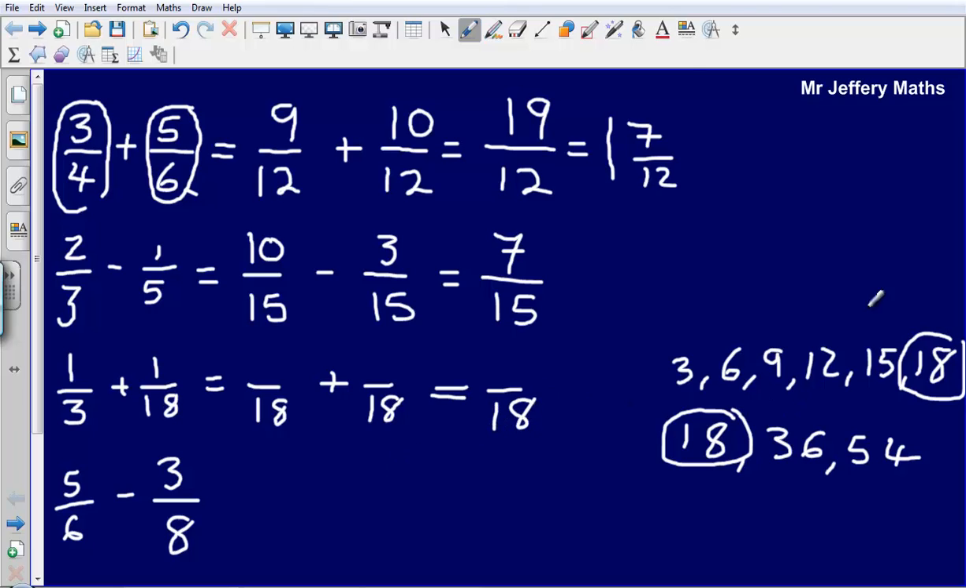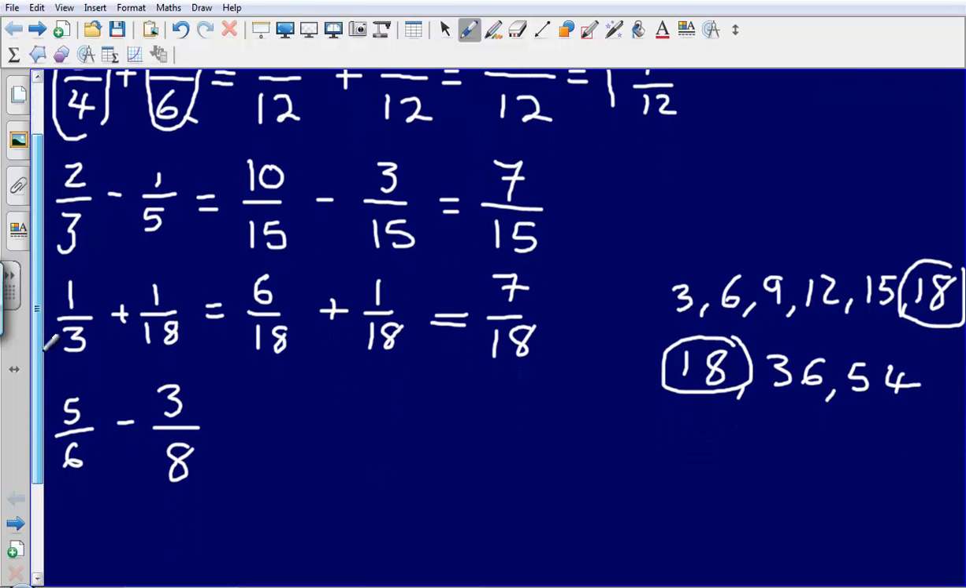What we now need to do is figure out, well, what has 3 been multiplied by to reach 18? So 3 has been multiplied by 6, so we also have to multiply this 1 by 6 as well. Well, 1/18, how have we got from 18 to 18? Well, we've just timesed it by 1, we haven't changed it at all. So 1/18 stays as it is. So 6 over 18 plus 1 over 18 gives us 7 over 18.